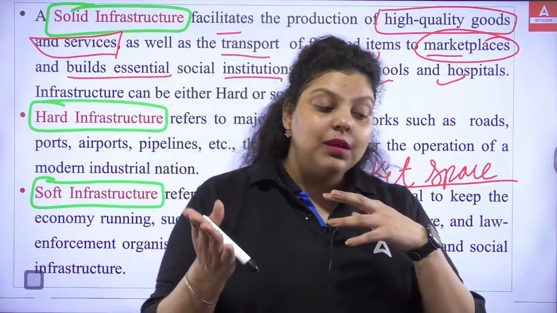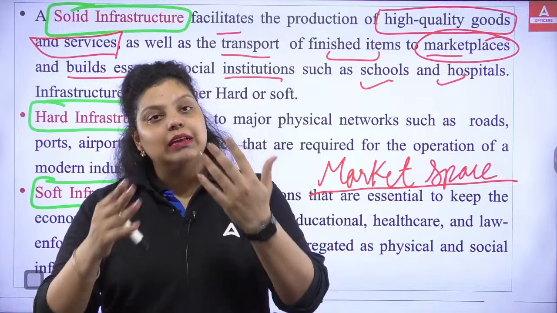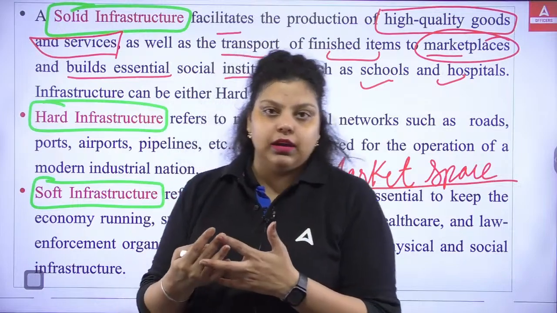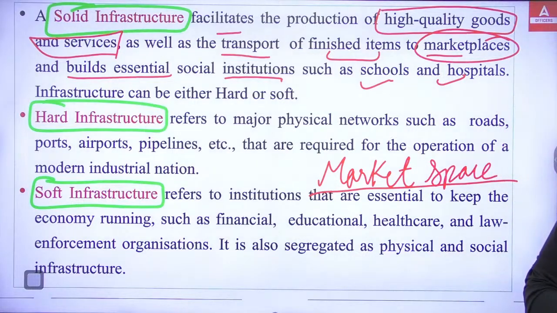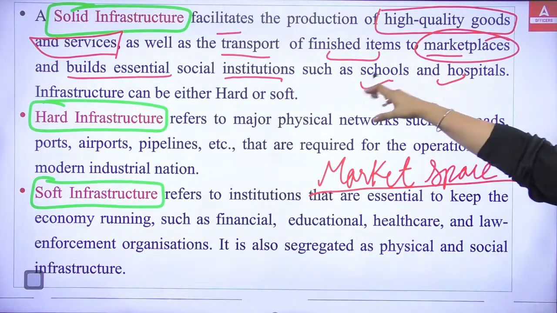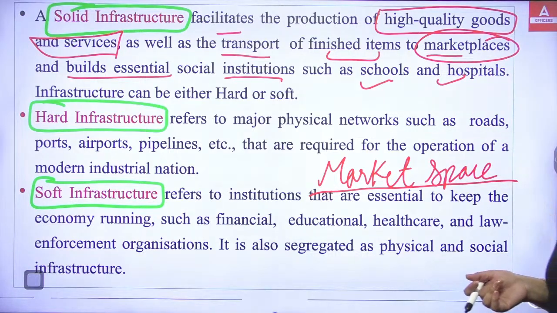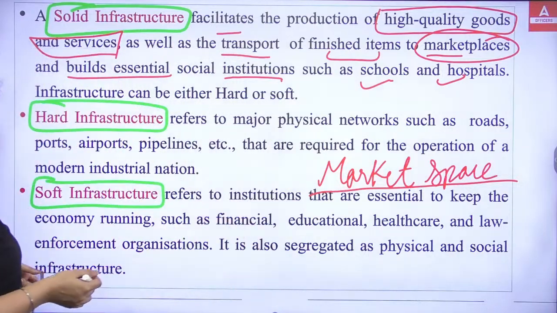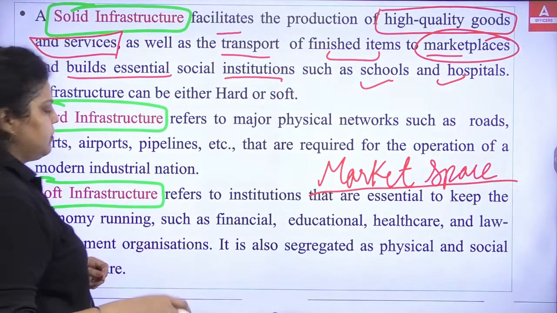So simply, a marketplace is a physical market, a physical shop where you go and ask the seller to show you certain options. And the market space is the online market, the online platforms where you are shopping. So that's what solid infrastructure is providing you, the finished goods from the marketplace, from the shops. It also builds essential social institutions like your schools and hospitals. They are essential because they are very basic needs of the country. Without that, you won't be running the economy. Apart from that, now you can see we have hard and soft infrastructure.